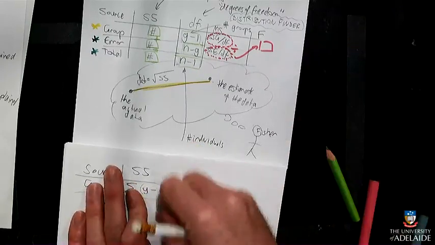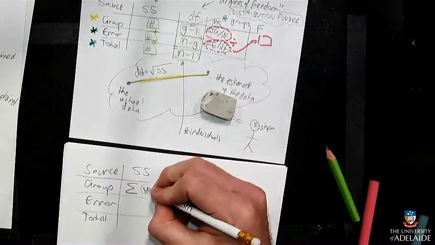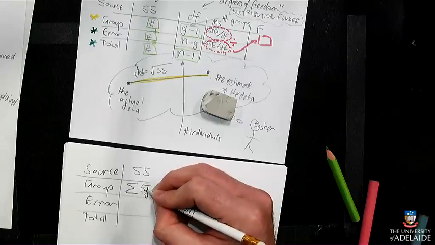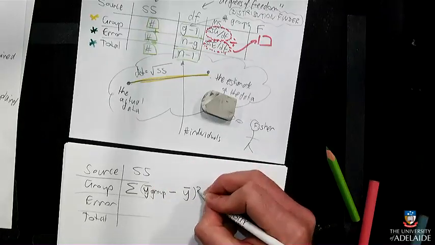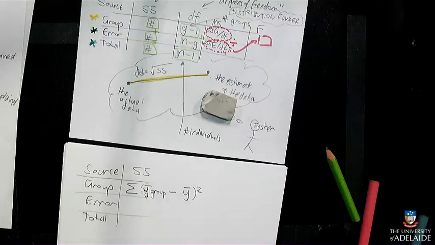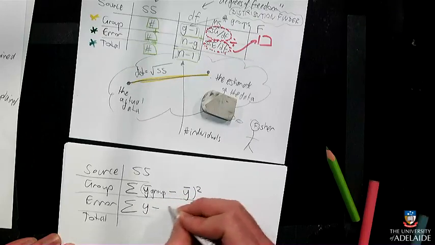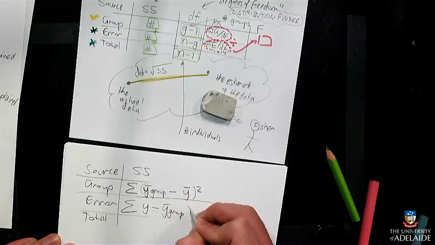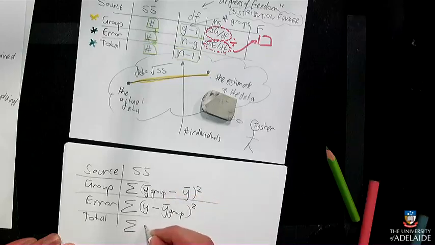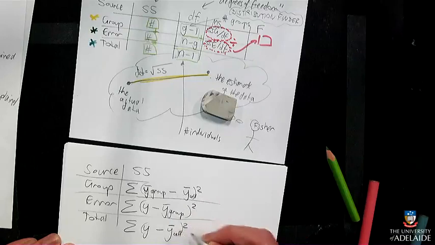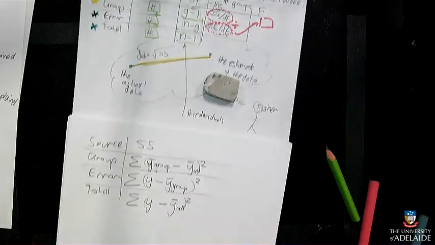No, wrong. The mean for this group minus the mean for the entire sample. And the error is the Y for the individual minus the Y bar for the group. And this is the Y for the individual minus the Y bar for everybody. So this is all. Right. So that's what that is. So that's the first step.